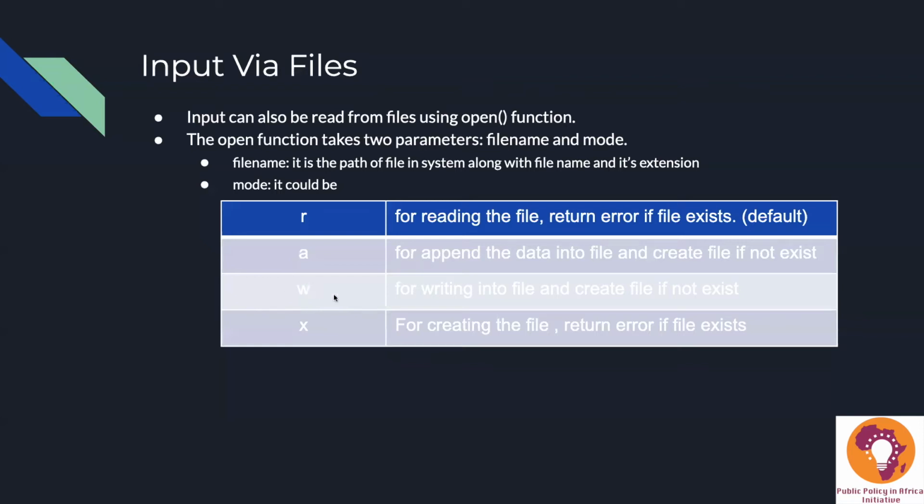And then there's also X. We can use X for creating a file, and it'll return an error if the file exists. So this is a good way basically to try just creating a file, not doing anything with it. But if you want to create the file, then you might end up, sorry, one moment.